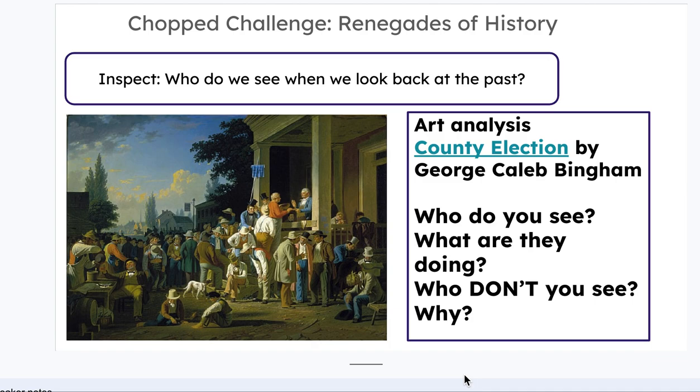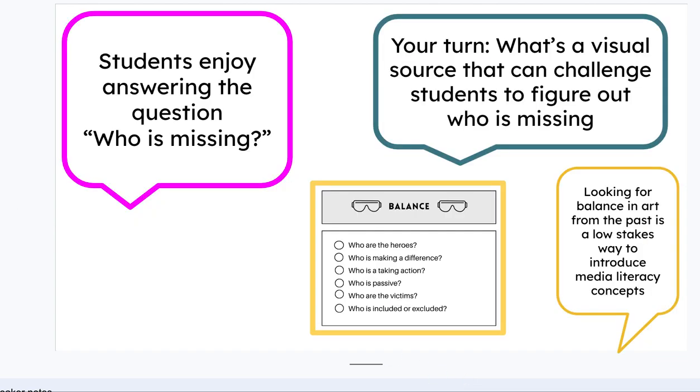All of this unit revolves around what is often in textbooks called the antebellum era, which is sort of a strange word to kids and not the most accessible. But how can you connect that to any topic? I think it's really important to just think about the fact that kids love answering the question of who's missing. So think of a visual source that you could use that challenges students to figure out who's missing.